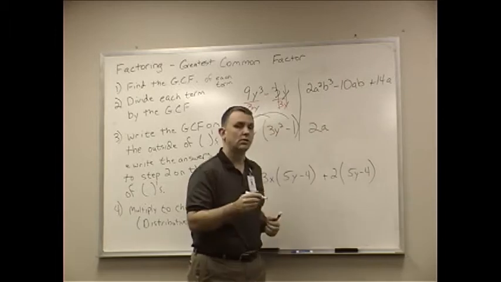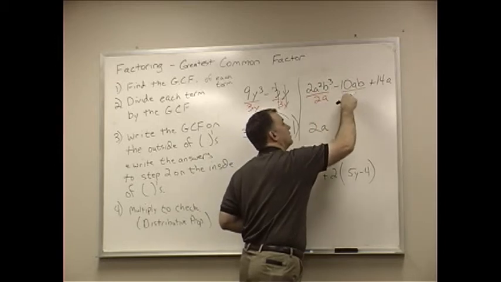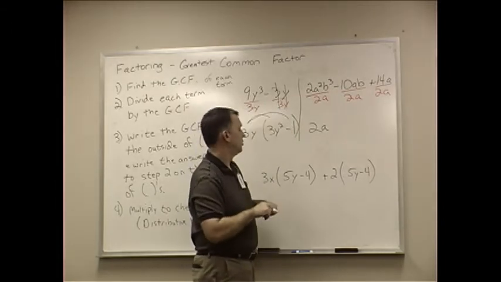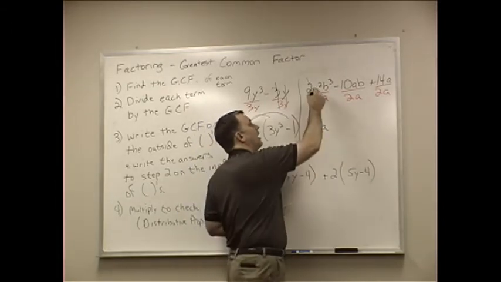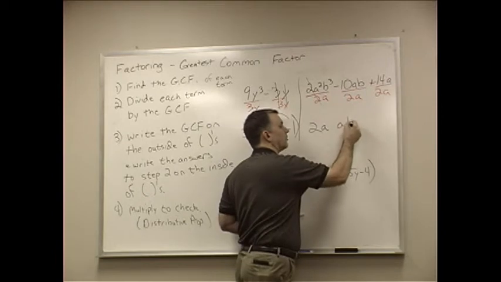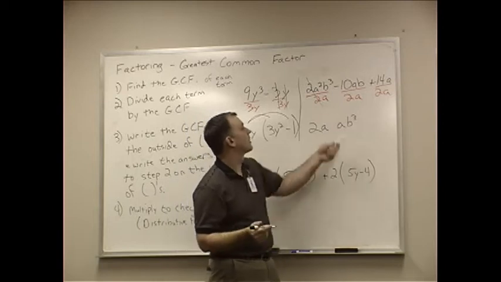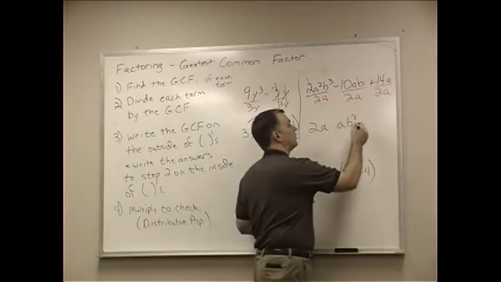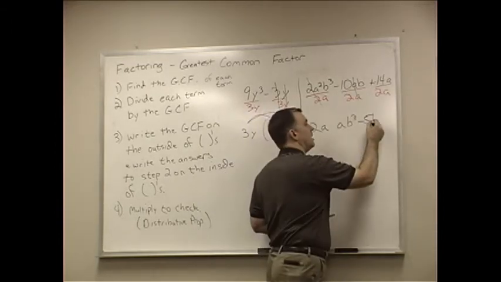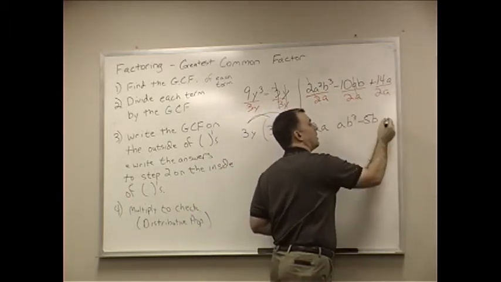Okay, I'm going to divide each of these by 2a, the greatest common factor. 2 divided by 2 cancels. A to the second divided by a is a. B to the third just follows along because there's no exponent. They're not common variables, so you don't subtract the exponents. Negative 10 divided by 2, that's negative 5. The a's cancel nicely, and the b just follows along. And for the last one, 14 divided by 2, that's 7.